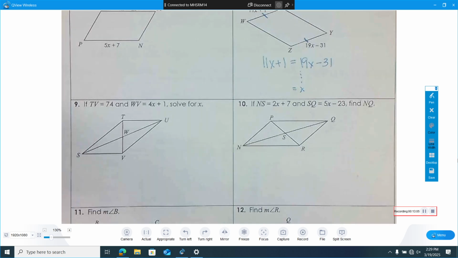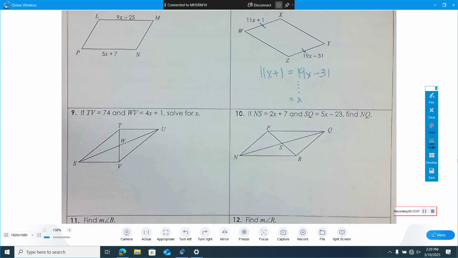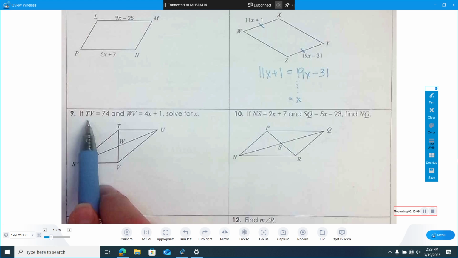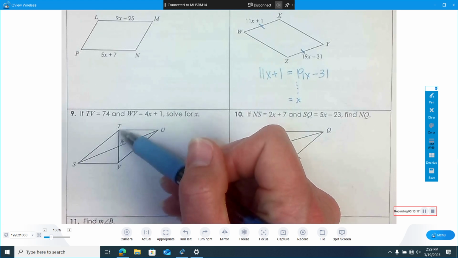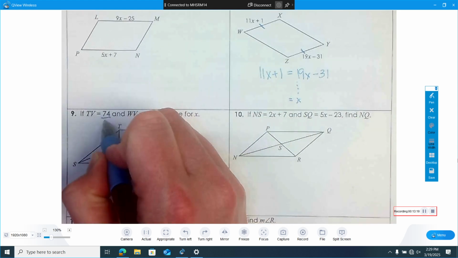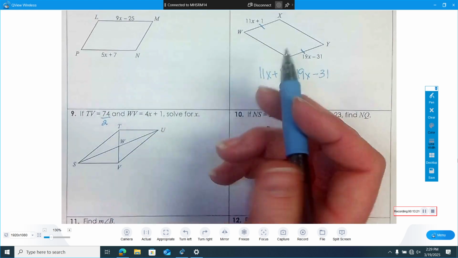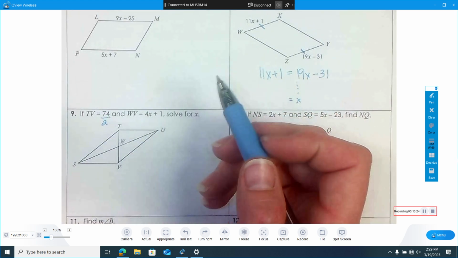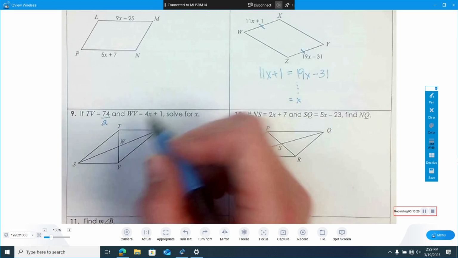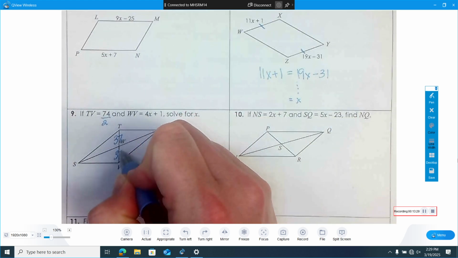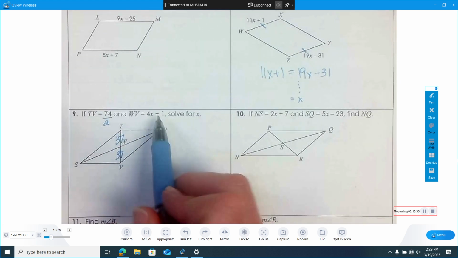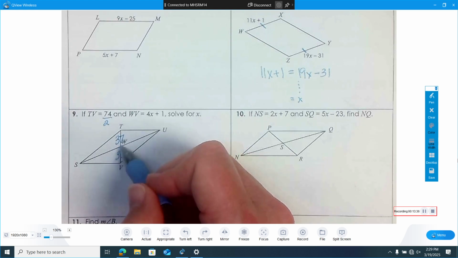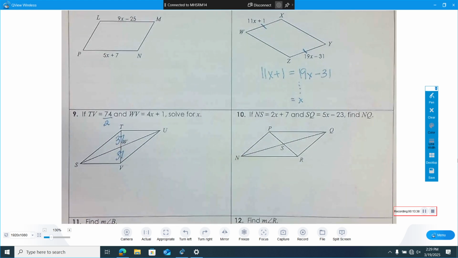Great. Those opposite sides are congruent. Alrighty, let's look at number 9. It says TV is 74. TV is a diagonal. What should we do with that diagonal? Cut it in half. Okay, we can cut that in half. What is 74 divided by 2? 37. That means each piece of our diagonal is 37. And then it says WV. WV is just a little piece of a diagonal. What equation can we set up?